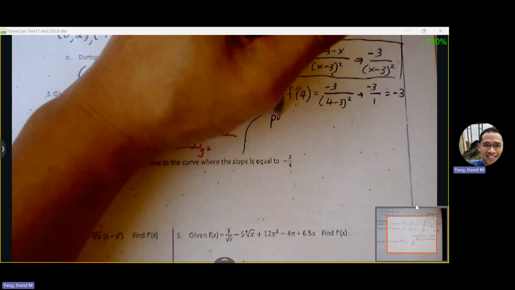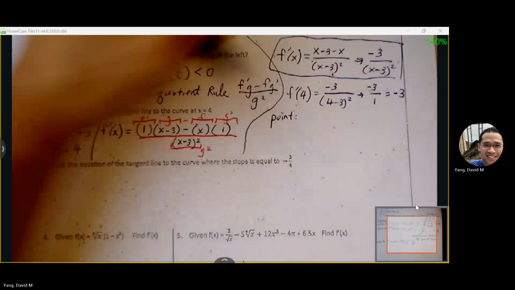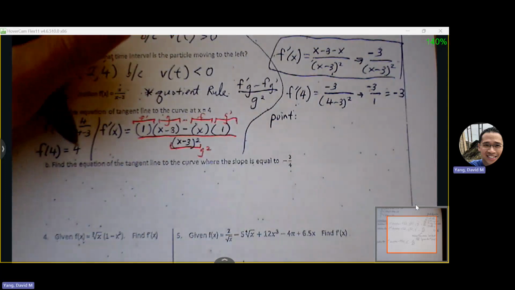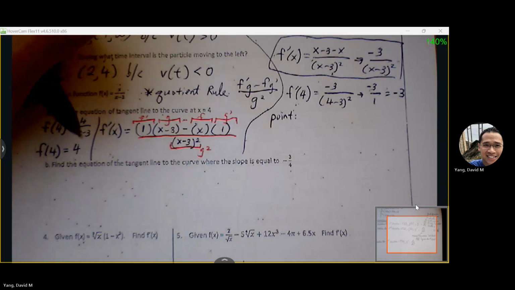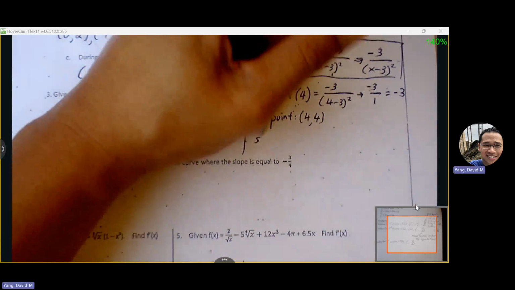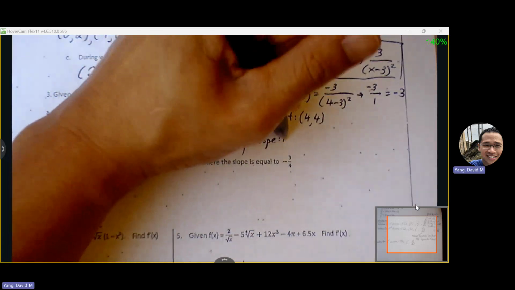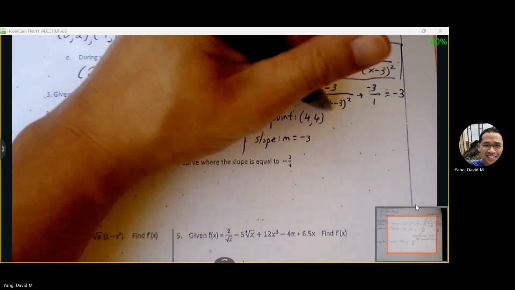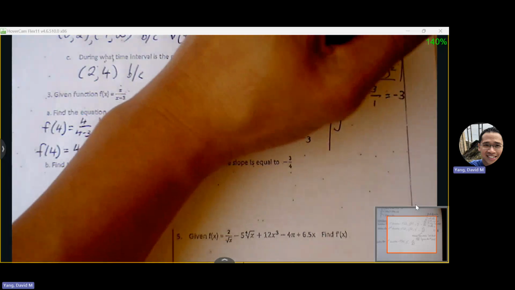So I have my ordered pair, which is 4, 4. I have my slope, which is negative 3. And now point slope form.